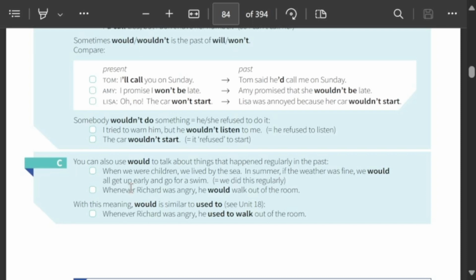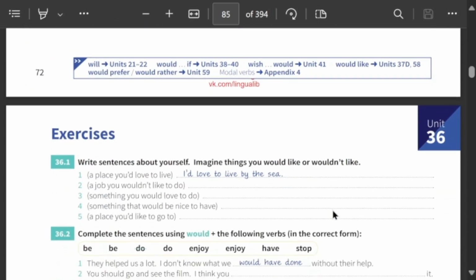For example, this is a past habit. Whenever Richard was angry, he would walk out of the room. But now he doesn't do this. Now he either changed his habit, or he has died, but this is just in the past. Okay? Now let's do these exercises.